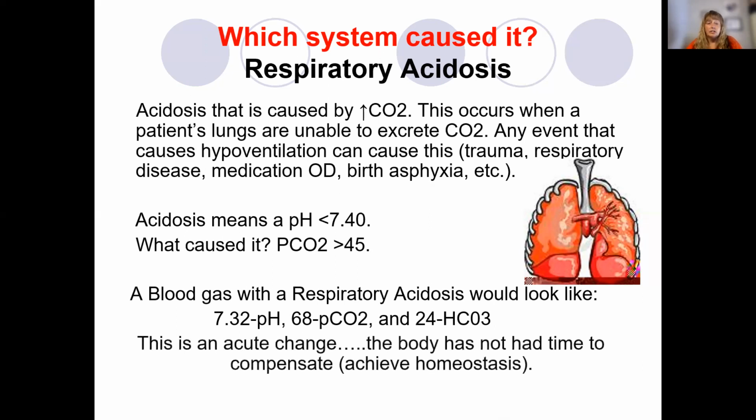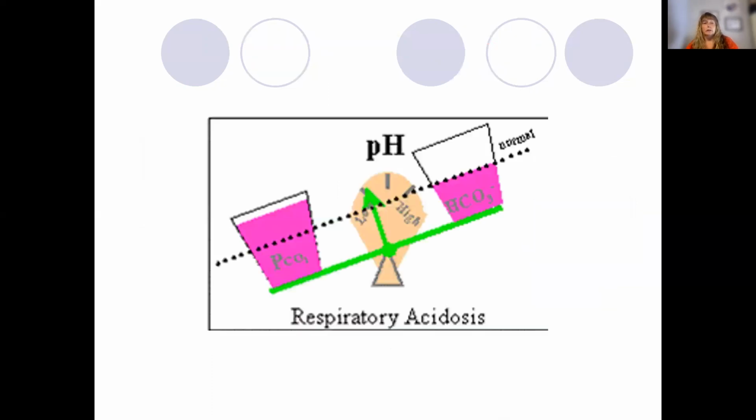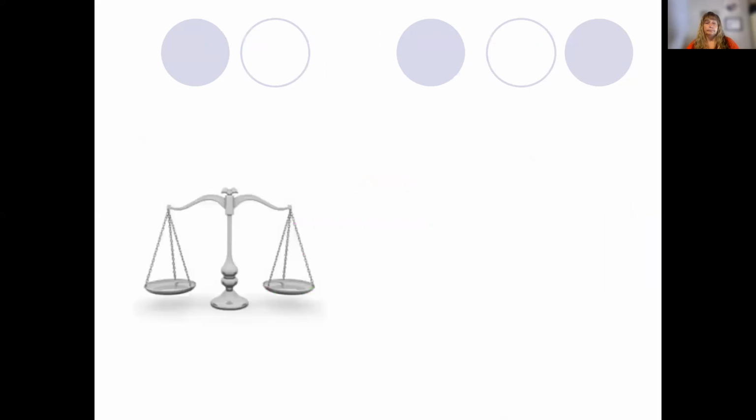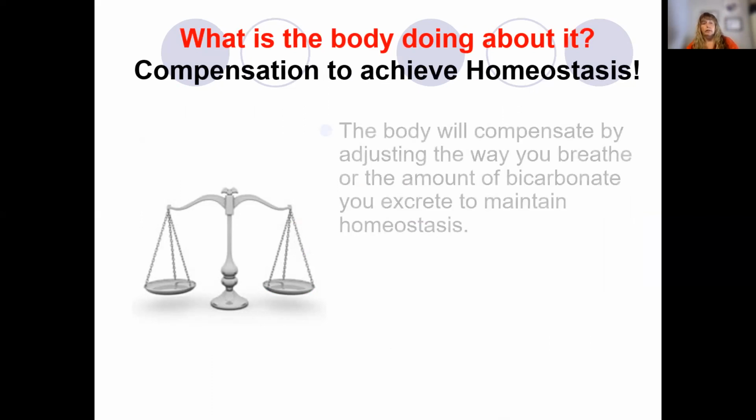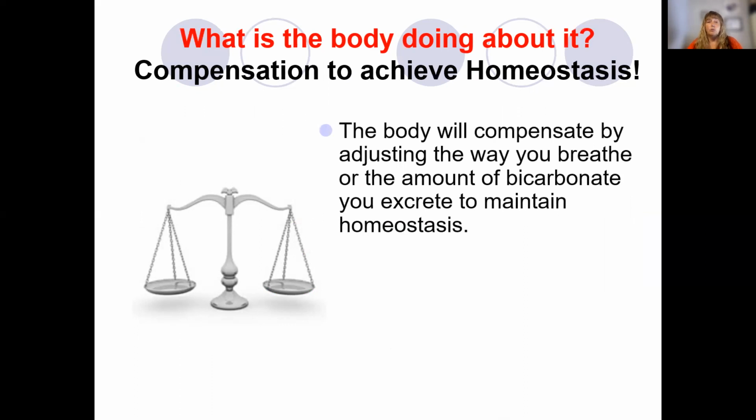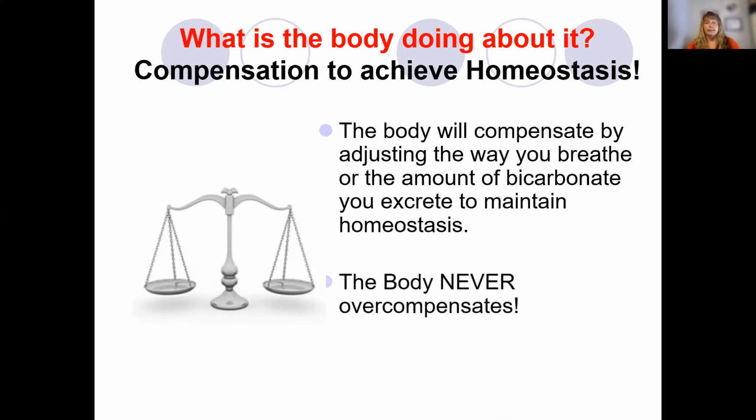This is an acute change to the patient. The body has not had time to compensate or to try to achieve homeostasis because the pH is not within normal range. So respiratory acidosis looks like this on the scale. So what would the body be doing about it? How does the body compensate to achieve homeostasis? The body's going to compensate by adjusting the way that the patient breathes and the amount of bicarbonate that they excrete to maintain homeostasis for the patient. The body will never overcompensate, never ever.